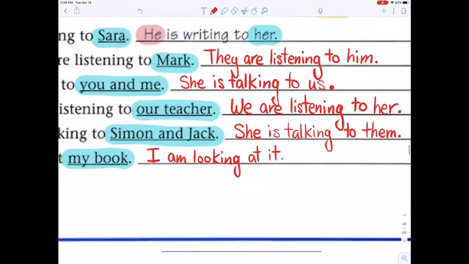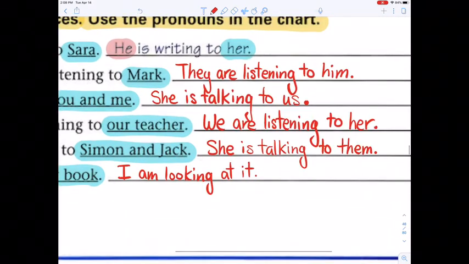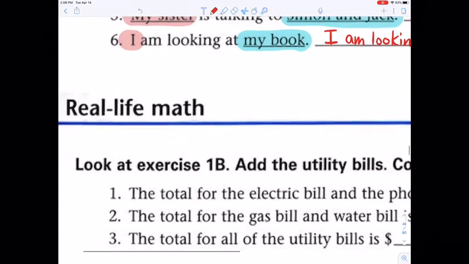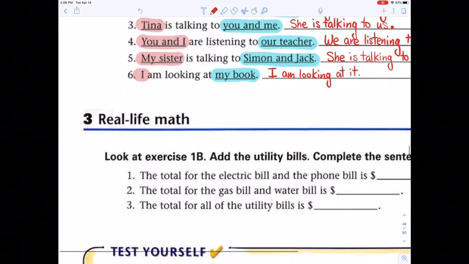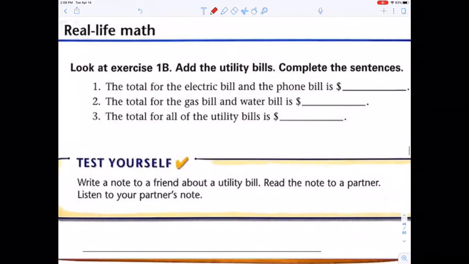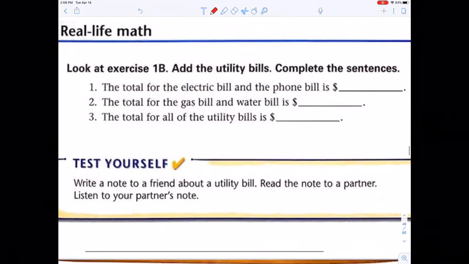Okay, so here's the answers. Go ahead and write them down. You can stop the video if you need to and write down the answers and see if they're the same as the answers that you got. So just pause or stop the video, write the answers, and press play when you're ready. Okay. That is it for today.